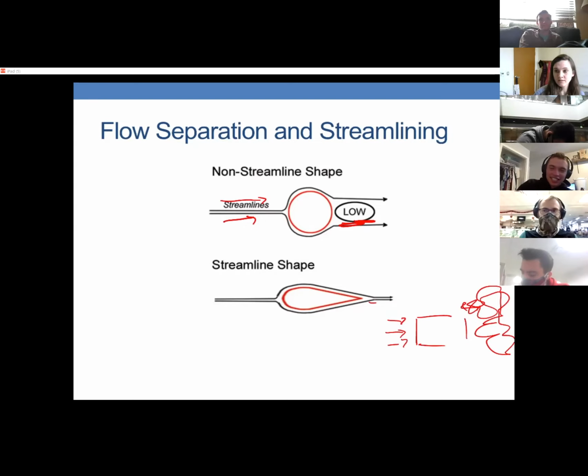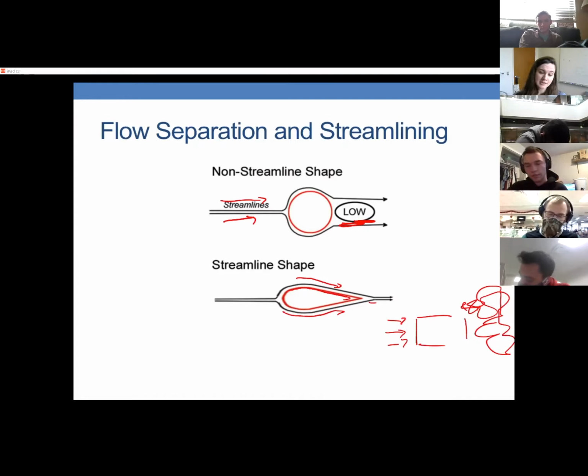With the friction drag, is that just all about, like the streamlined one, more fluid touching the surface, so there's more fluid friction? It's got more of a flat surface that the fluid goes along. So it's not so much the fluid touching the surface as the direction of flow along the surface. So the streamlined one will have more friction drag. But remember we said that friction drag is usually small compared to pressure drag. So the trade-off is usually worth it.